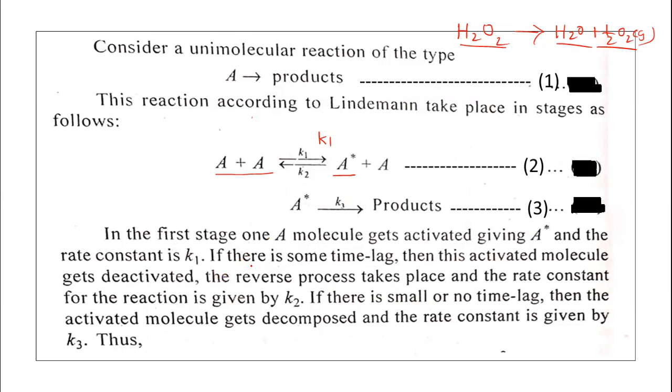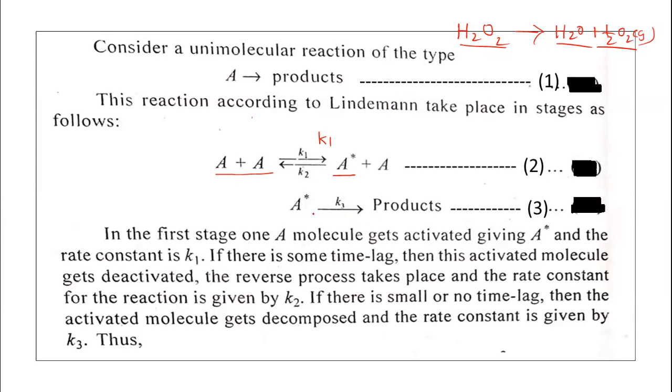These activated molecules get deactivated and are converted back to the reactant molecules. The reverse process takes place, and the rate constant for the reverse process is K2. So in this mechanism, K1 is the rate constant for the forward reaction and K2 is the rate constant for the reverse reaction. If there is a small or no time lag, then the activated molecules get decomposed.